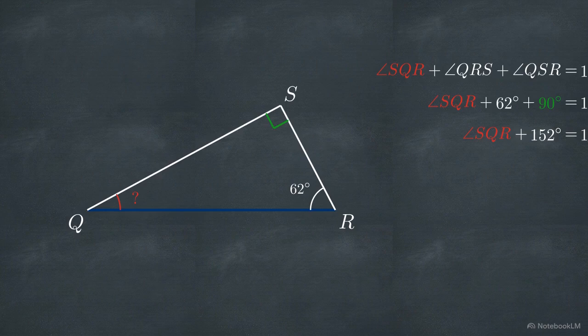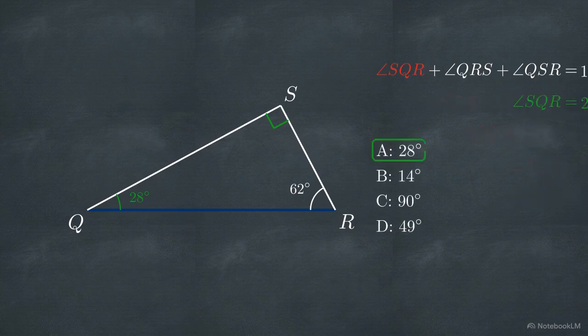Pause the video here and try the final subtraction yourself. Welcome back. 180 minus 152 gives us 28. So our missing angle SQR is 28 degrees. Looking at the options, we see 28 degrees is option A.